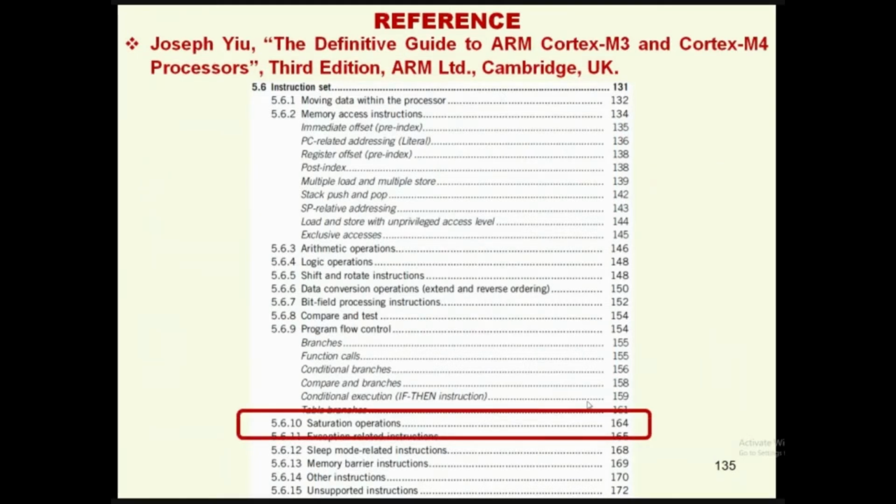5.6.10 on page number 164. For entire details, you can refer to this. The content of this presentation is also referred from this textbook, in this particular chapter only. Okay, when we talk about saturation, in 8-bit, 255 is the unsigned saturation upper limit, 127 is the signed saturation upper limit. Similarly, for signed numbers and unsigned numbers, we have a saturation limit.